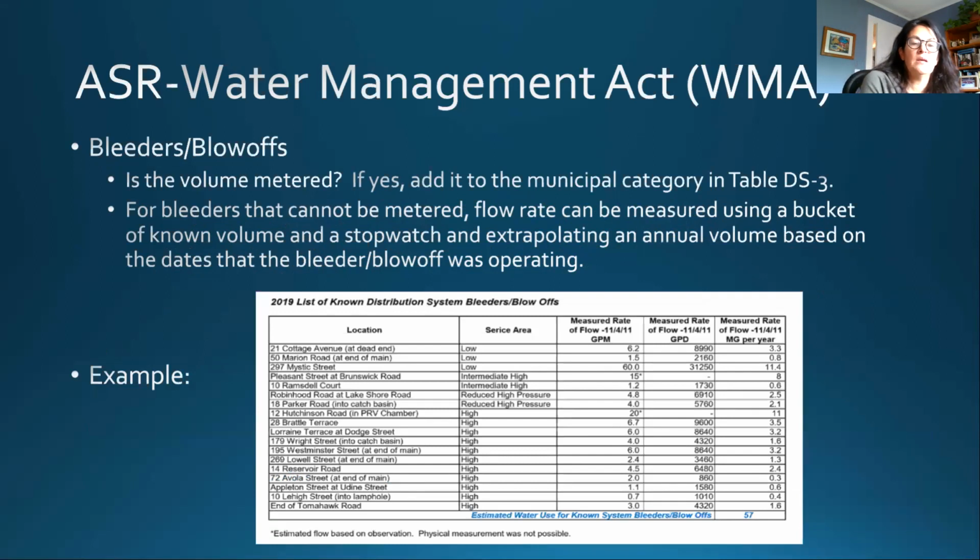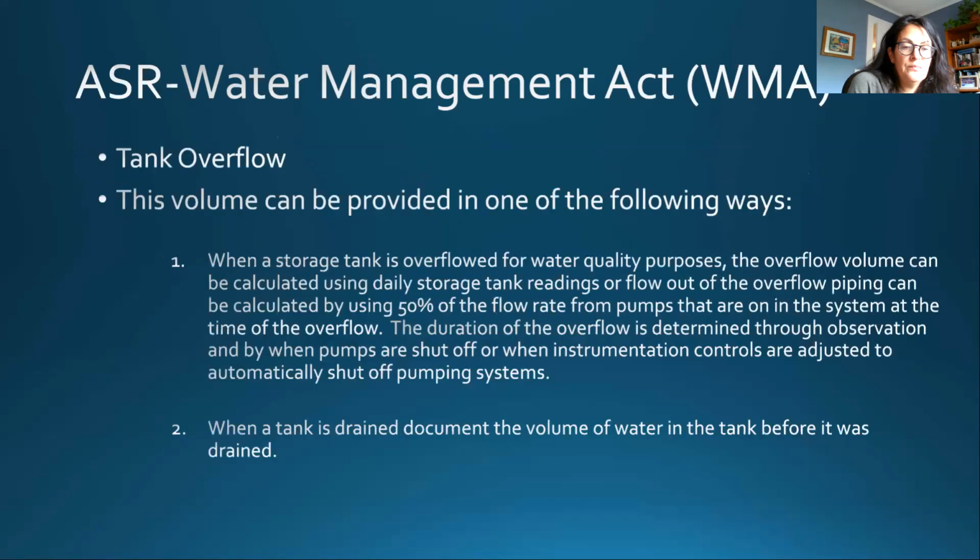Bleeders and blow-offs. So this is an interesting one. A lot of bleeders and blow-offs are actually metered. If they are metered, you can add it to the municipal category in table DS3. It doesn't need to be in the CMU column. For bleeders that cannot be metered, we suggest you use the bucket test and extrapolate an annual volume based on the dates that the bleeder or the blow-off was operating. That table there is an example of estimating bleeders and blow-offs.